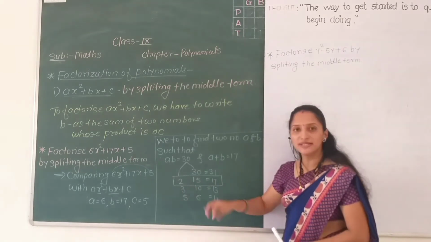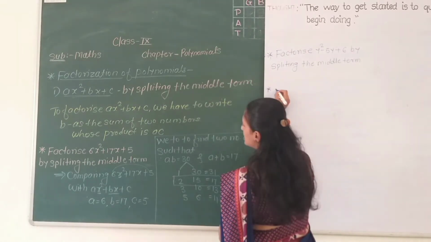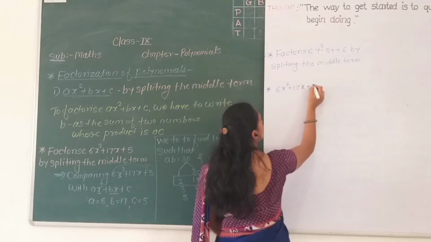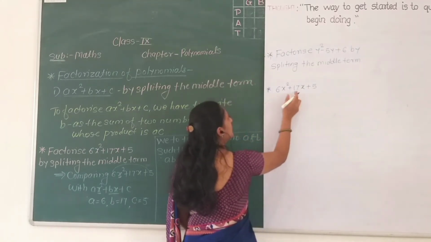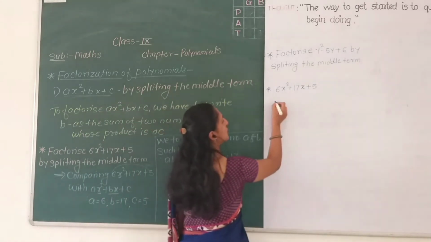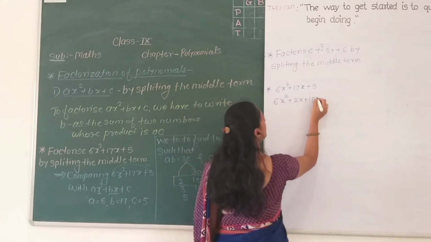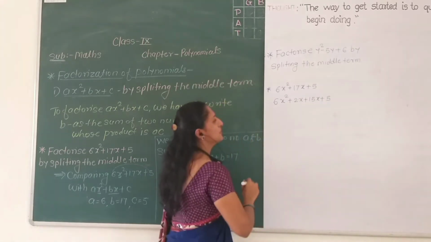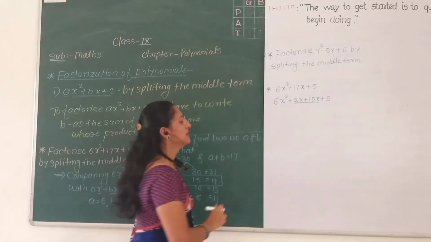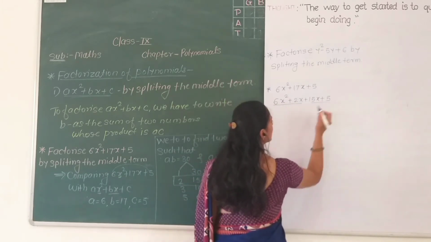So look here, our example is 6x square plus 17x plus 5. Therefore we can split this 17 as 2 and 15. So I write here 6x square plus 2x plus 15x plus 5. I split the middle term as 2x plus 15x. Now make groups of two terms: first two terms, then second two terms.